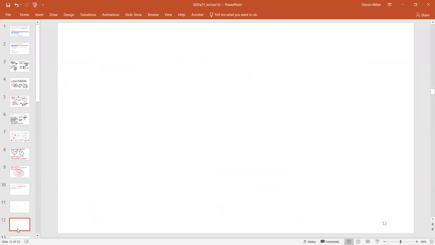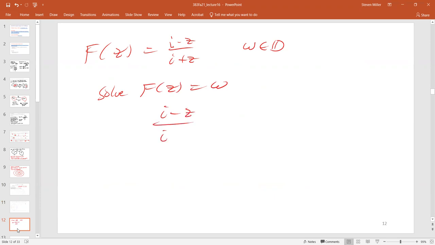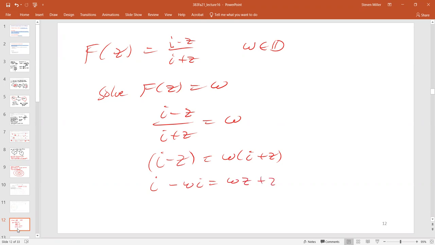Now we have F of Z is I minus Z over I plus Z. Choose W in the unit disk, and solve for F of Z equals W. So you want I minus Z over I plus Z equals W. What are you going to get when you try to solve this? We'll get I minus Z equals W times I plus Z. And we're trying to solve for Z. So this is the same as I minus WI equals WZ plus Z. So we get Z is equal to I minus WI over 1 plus W.